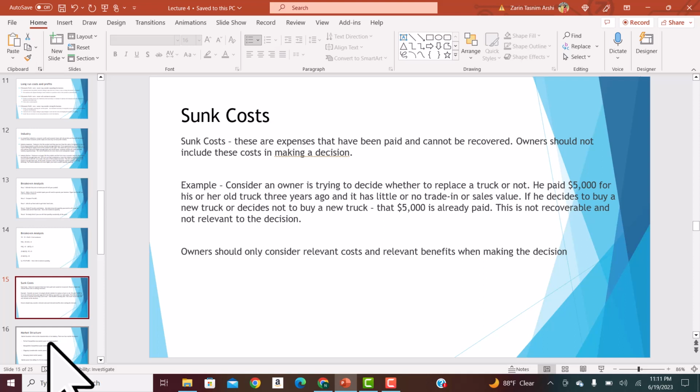Okay, so an example would be, let's say an owner is trying to decide whether to replace a truck or not. So he paid 5,000 for his or her old truck 3 years ago, and it has little to no trade-in value right now. So if he decides to buy a new truck or decides not to buy a new truck, that is his decision. That 5,000 has already been paid, and this old truck does not have any trade-in value. So whether he will buy a new truck or not, this 5,000 should not play any important role because he already paid it. It's gone. He cannot recover it by buying a new truck. So this $5,000 is not recoverable and not relevant to the decision making. So it is known as sunk cost. An owner should only consider relevant costs and relevant benefits when making decisions.